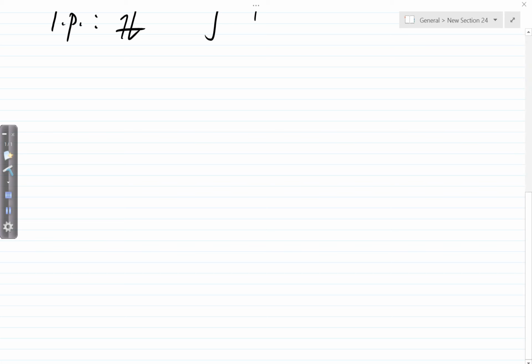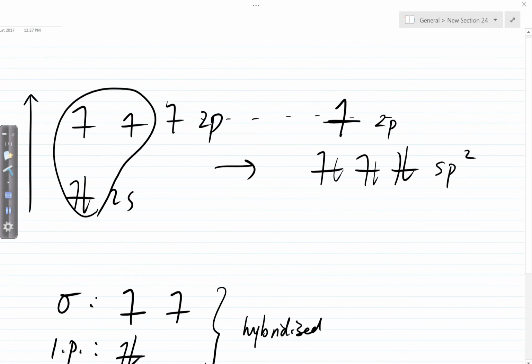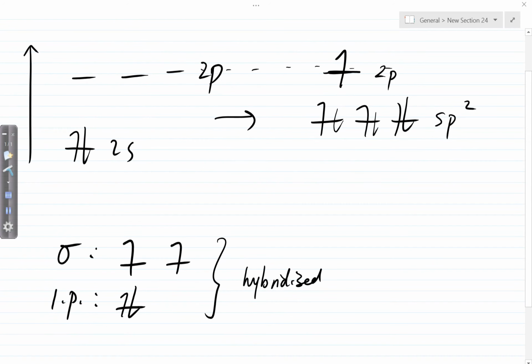Remember for this case, beryllium only has 2s electrons, right? So now once again you ask yourself the same question. How many sigma bonds are there? So there are 2 sigma bonds, right? So you're going to form 2 of these. Are there any lone pairs? No lone pairs.